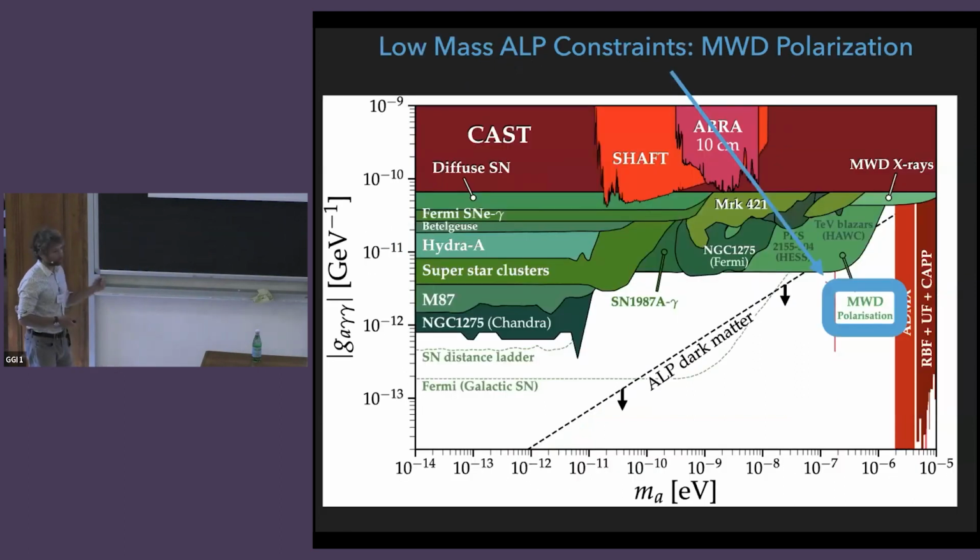So I'm now going to switch gears completely, and I'm going to go through a sequence of projects that I've worked on recently in this philosophy of pushing down the sensitivity to low mass axion-like particles. So the first probe that I want to discuss is using magnetic white dwarf polarization. That's this curve shown here, and I want to tell you what we did to get that curve and what we can do in the future to increase the sensitivity here.